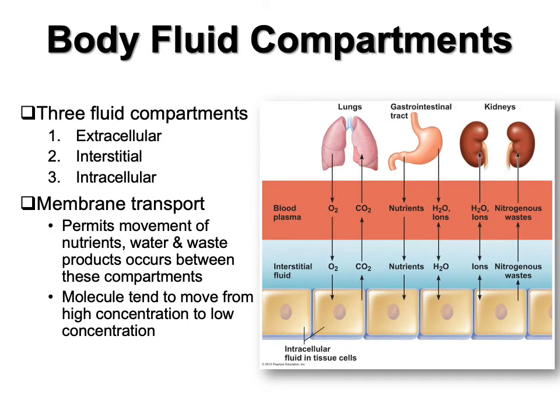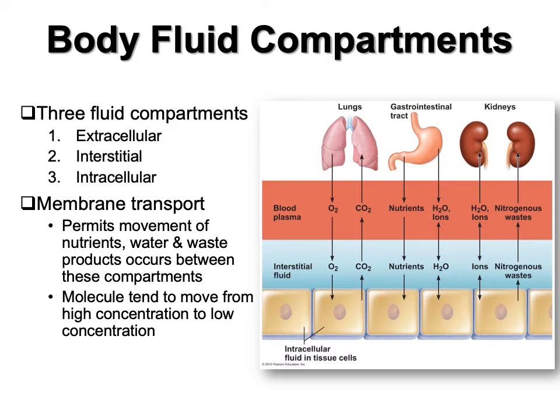Body fluid compartments. The body has two main categories of fluid in itself, extracellular fluid and intracellular fluid, but it has three fluid compartments. The extracellular compartment, which I will always refer to as blood when lecturing, the interstitial fluid compartment, which is the fluid that immediately surrounds the outer portion of a cell's membrane, and the intracellular fluid compartment, which contains the cytosol inside a cell.